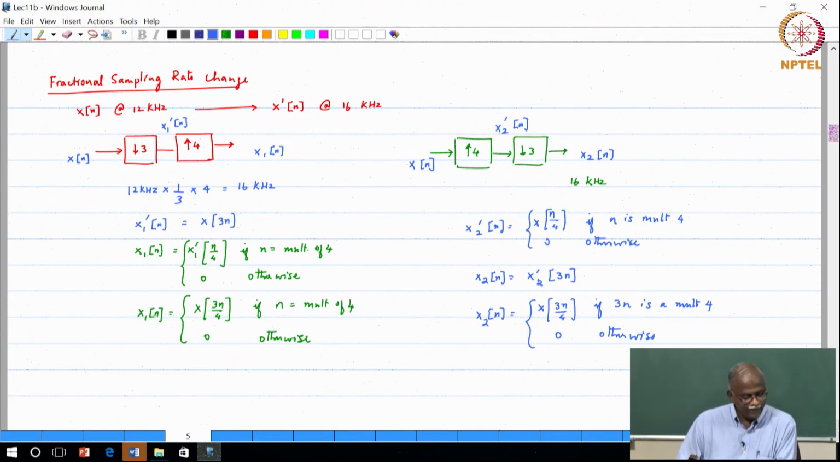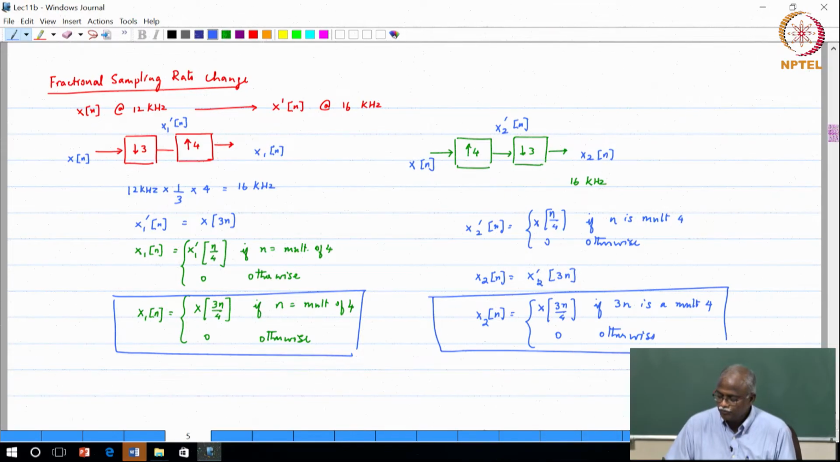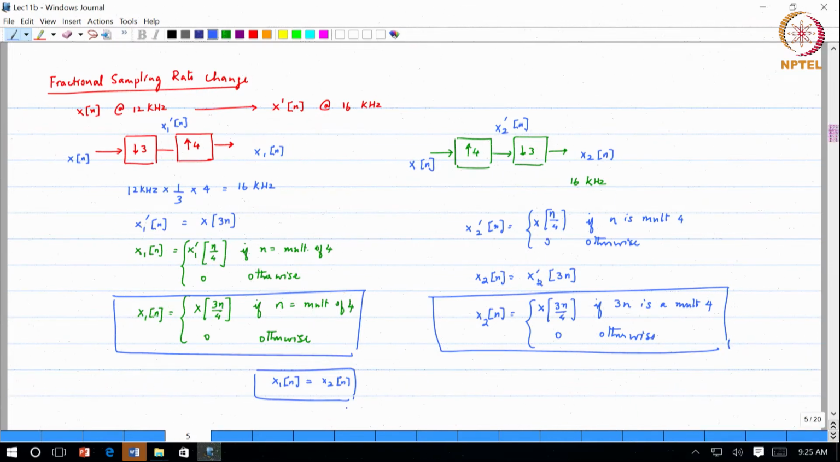Now, please compare the two expressions that we have obtained, given the fact that 3 and 4 are relatively prime. Therefore, n being a multiple of 4 and 3n being a multiple of 4 are exactly the same condition. There is nothing different between the two terms. So, effectively x1 of n is equal to x2 of n. A very important observation needs to come along with this one.